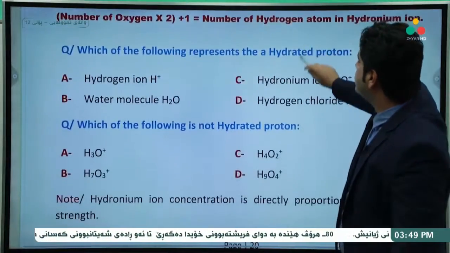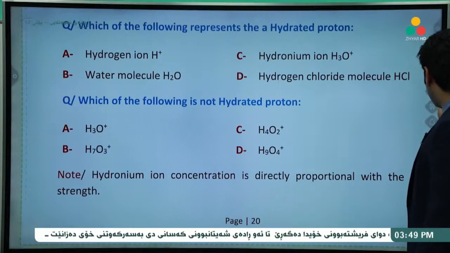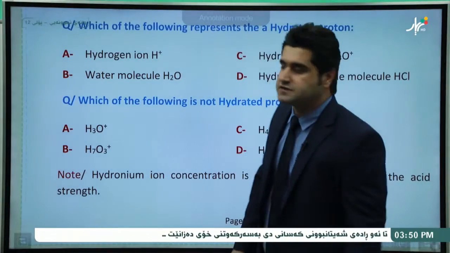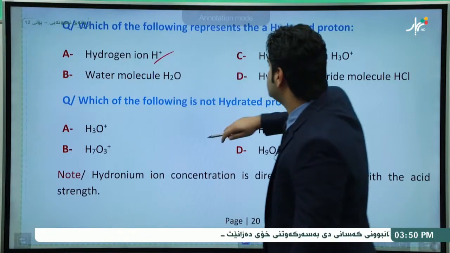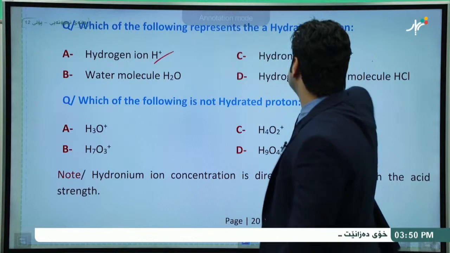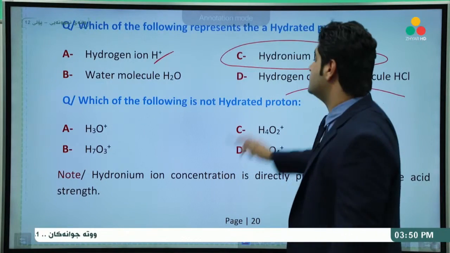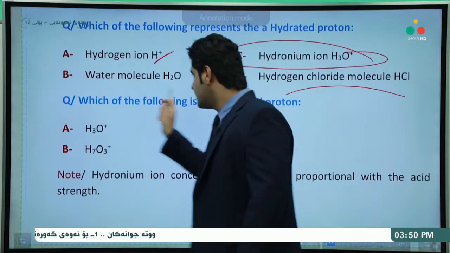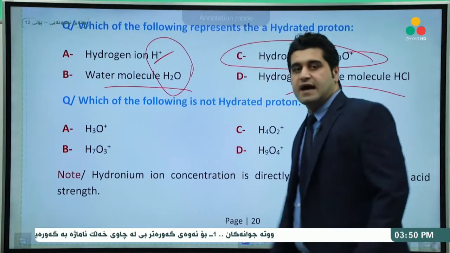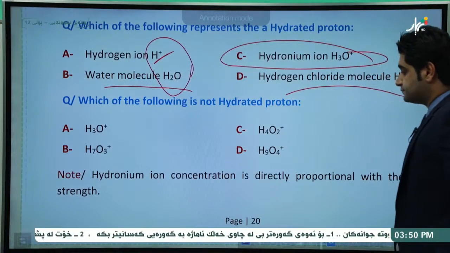Which of the following represents a hydronium ion? A hydronium ion or hydrated proton? For now, we only get H3O+. H+, no, it's not a hydronium ion. After reacting with water, it becomes a hydronium ion. H3O+, yeah, it's a hydronium ion. Hydrogen chloride molecule, no, it's HCl. HCl is an acid. Water, no. But when H+ and water are combined together, they can form a hydronium ion.